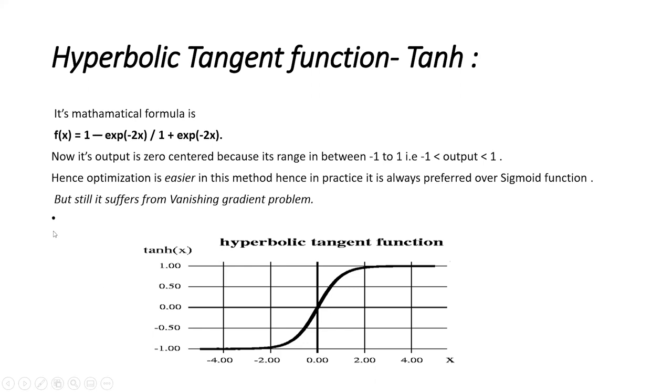What it means is that a lot of your values will be zero centered. So hence the optimization is easier in this method, and in practice it is always preferred over a sigmoid function. But still, there is a vanishing gradient problem, because it does not have a link to what it has learned in the previous node. So it still has a vanishing gradient problem.